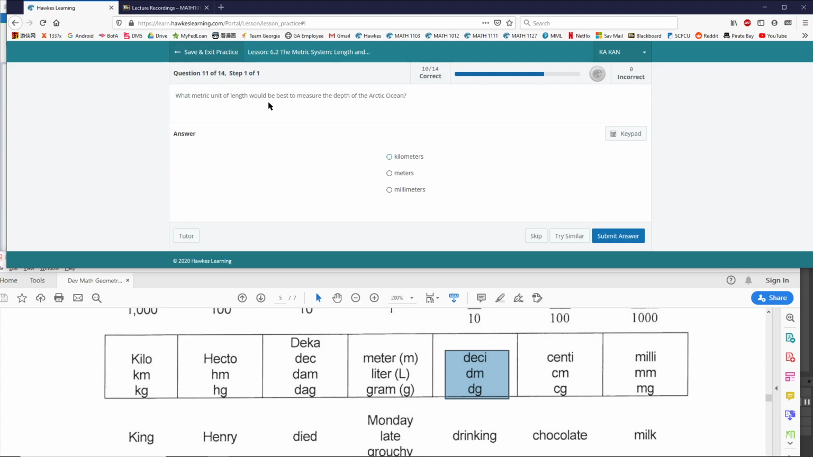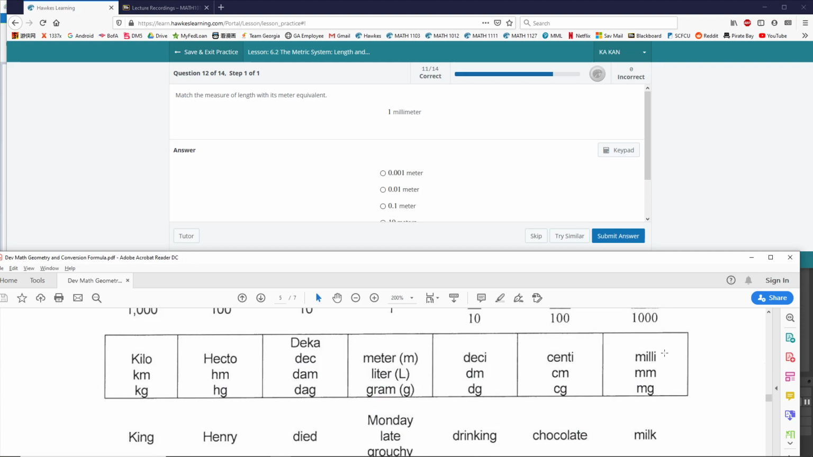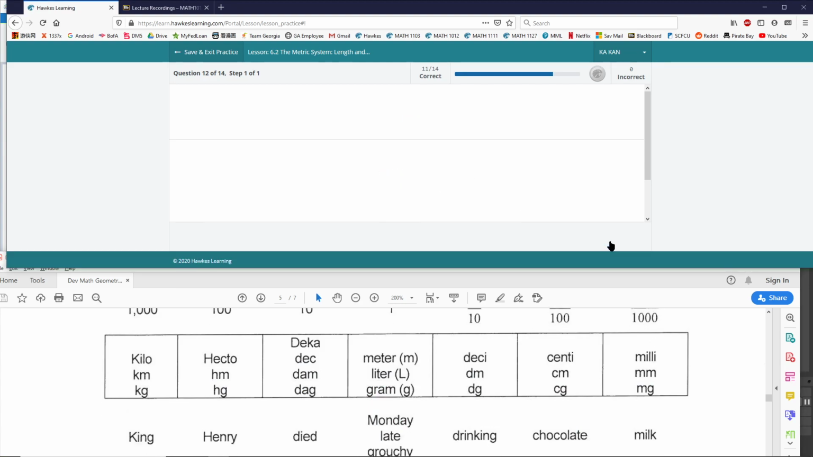What metric unit is best to measure the depth of the ocean or whatever? Well, that would be kilometer, right? Because it's pretty deep. So 1 millimeter, as you can see here, is 1/1000. That's 0.001 meters. That's it.